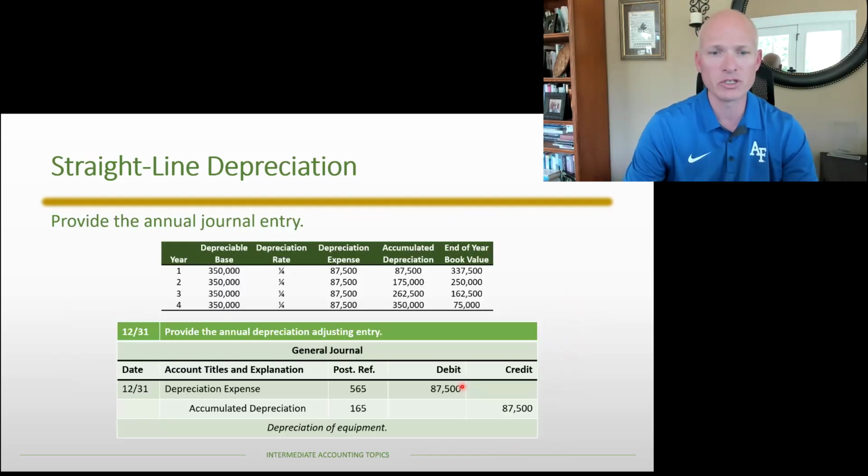Hopefully the journal entry isn't too challenging. It's the same every year. You record the depreciation expense of 87,500, and of course that's driven by the increase in accumulated depreciation of 87,500.